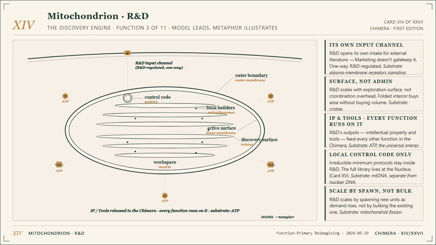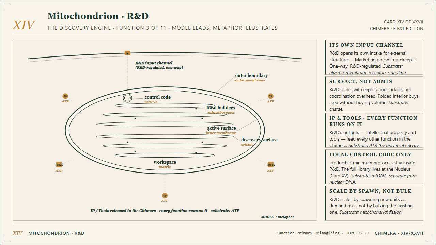Look at the label. Active surface, discovery surface, workspace, control code, local builders, outer boundary. These are research and development's architecture. Inner membrane, cristae, matrix, mitochondrial DNA, mitoribosomes, outer membrane. Those are the biological terms that gave us the shape. The card is teaching architecture. The biology is decoration that calibrates the audience.